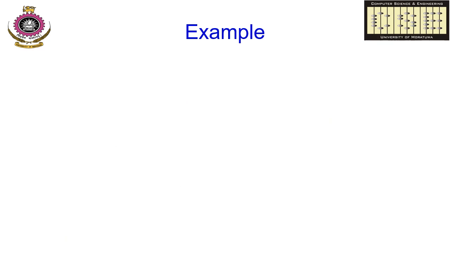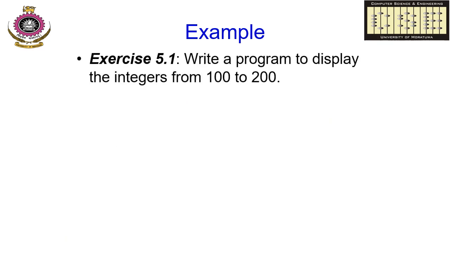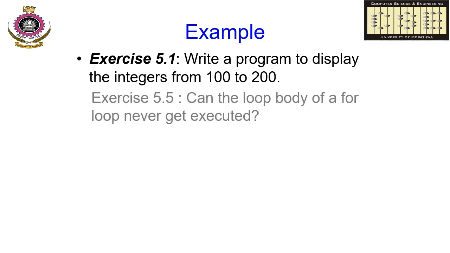So far we have seen a number of examples. So I'm listing out a few more examples which are available in your notes. So first one is to write a program to display the integers from 100 to 200. Another one to look at: can the loop body of a for loop never get executed? So you should go and try out to find an answer to that. So I'm not going to give out the answer at this stage. You can work by yourself and try to answer the question.